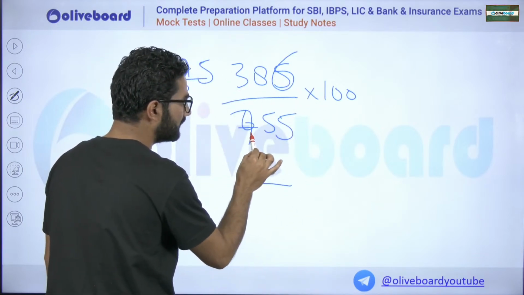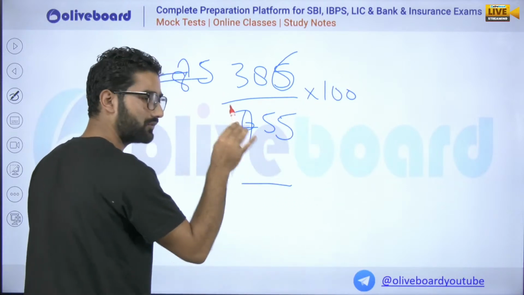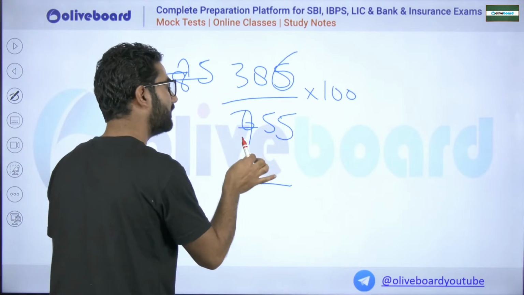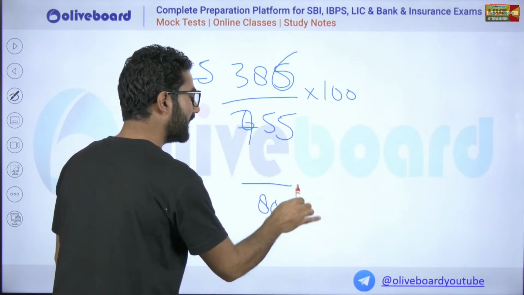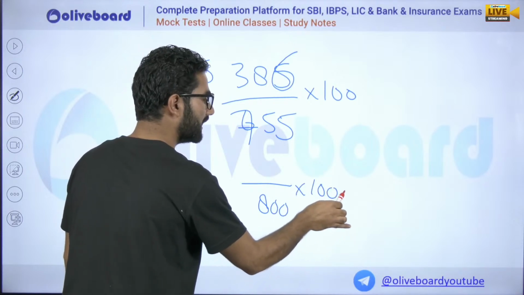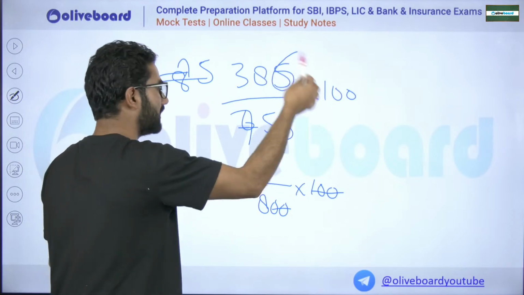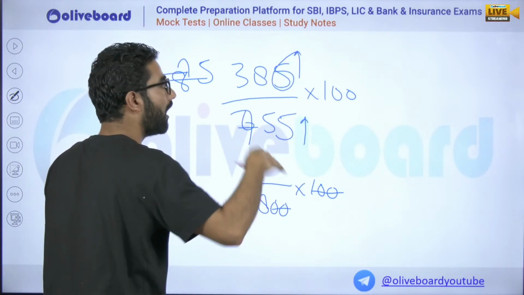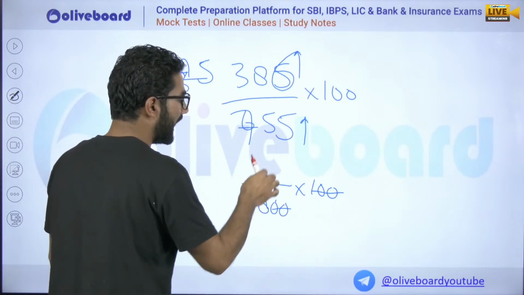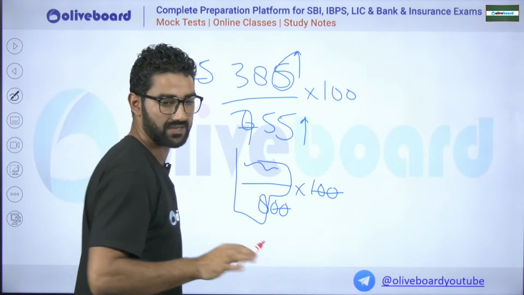if I try to make this denominator close to something such that these two zeros get cancelled out, say I make 755 close to 800, so that with the 100 these two zeros will be cut down, and the numerator obviously will change also. I have increased the denominator, so the numerator I have to increase in the same proportion. Then we have some numerator divided by 8, and we will get the fraction quite easily.